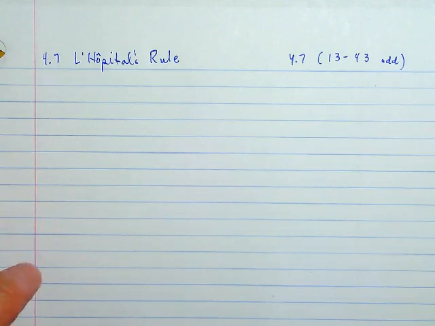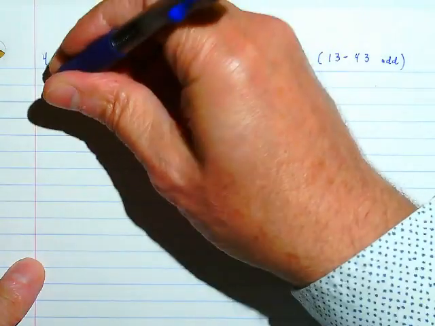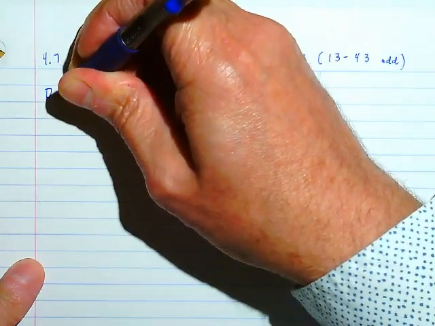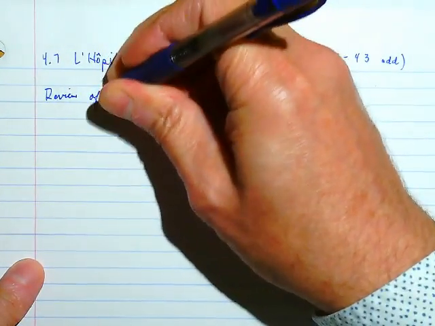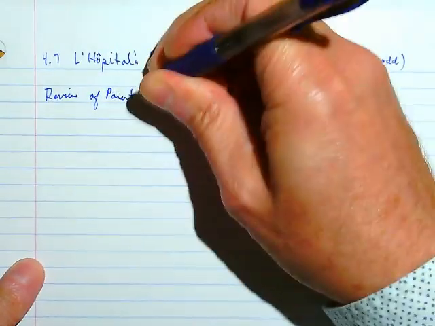L'Hopital's rule is a tool that helps us evaluate limits. So it's another idea for limits. But before I talk about that, I want to review a little bit about some parent functions that we've already thought about. Parent functions.